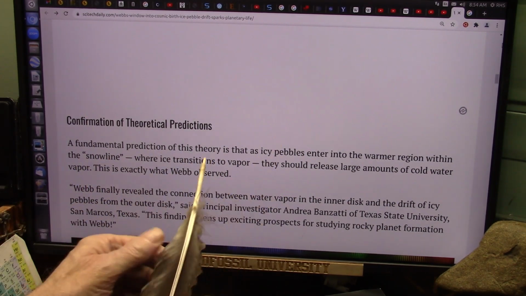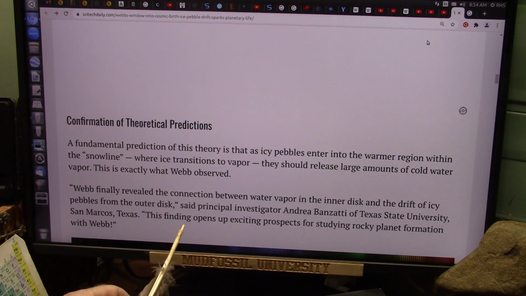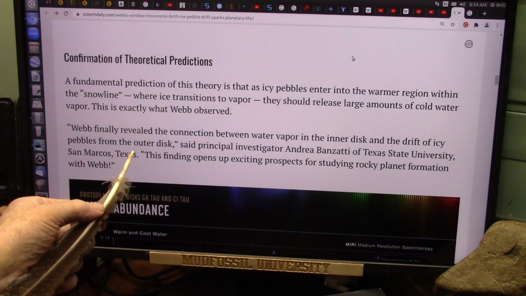Exactly what Webb observed. Yes, that's extremely obvious. It happens here on Earth too. It's the exact same thing.